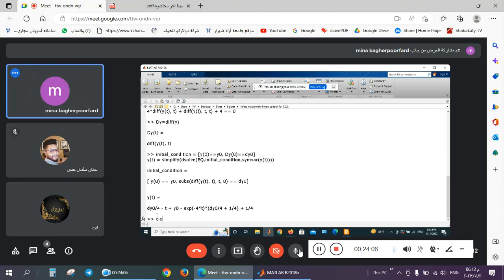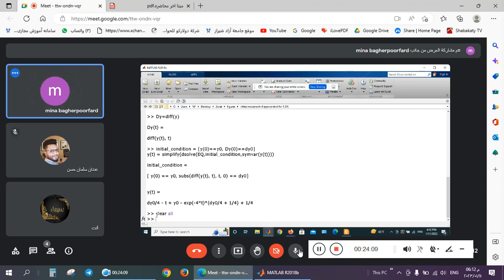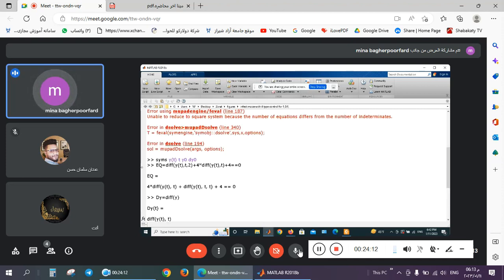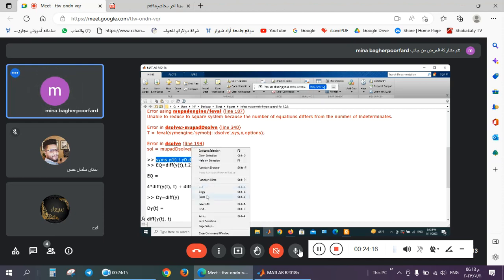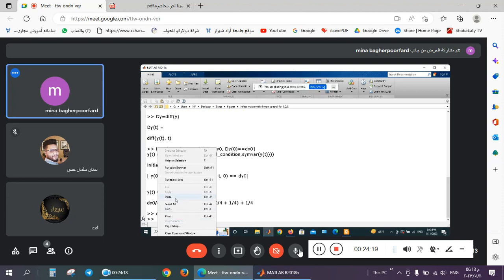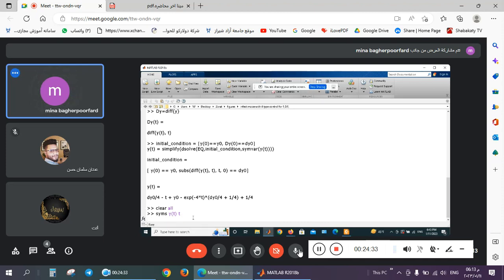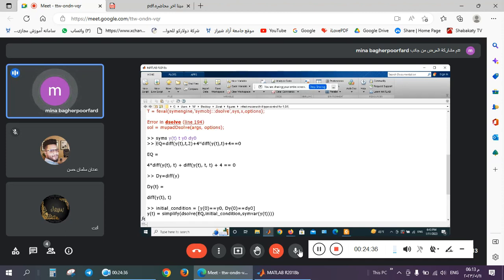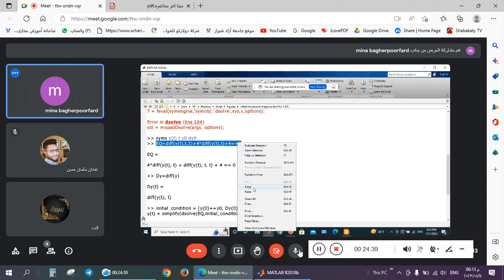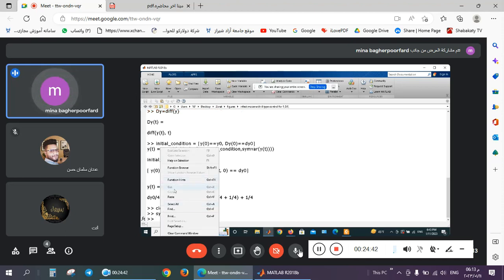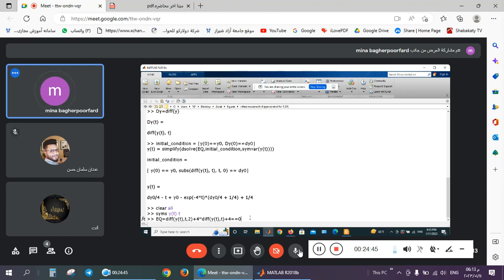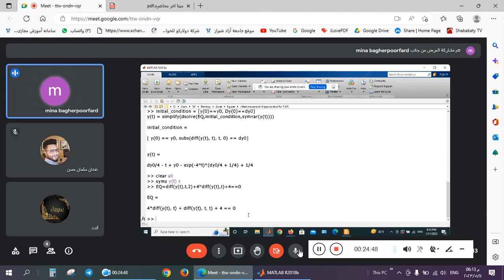So again, clear all. After that, I again define syms. But because I want to put values for y0 and dy0, I omit these two things. I only have y(t) and t. After that, I define our equation. I don't change our equation EQ, y(t). This is our equation.